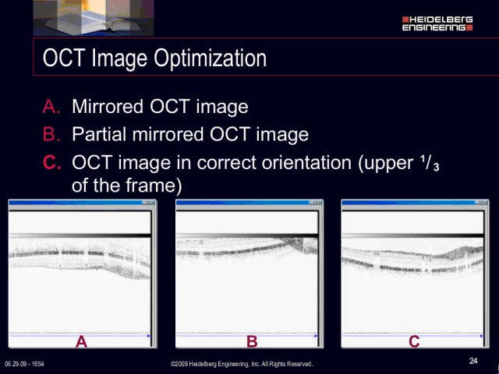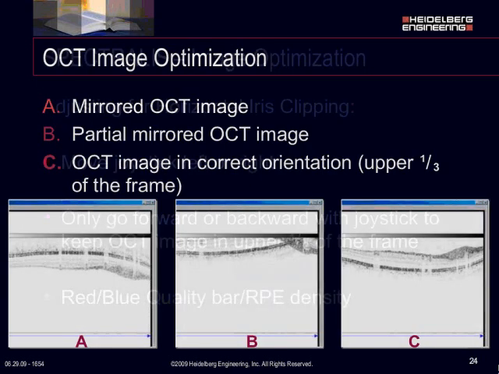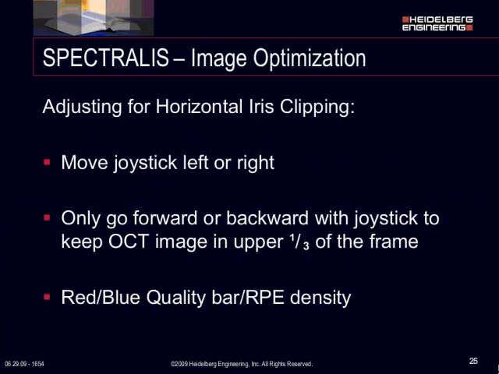Sometimes, if you get too close to the eye, it'll partially flip over. In the letter C, you'll really notice that this is where we optimally like to have the images, about in the upper third of the frame. That's where we're going to get the best penetration into the deeper parts of the retina, like the retinal pigment epithelium and the choroid, and it's going to give us the best image possible and reduce a lot of the noise.